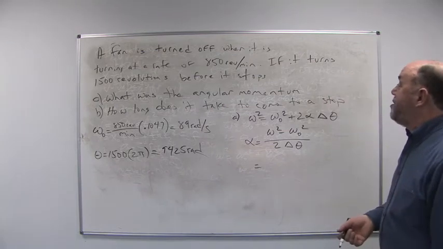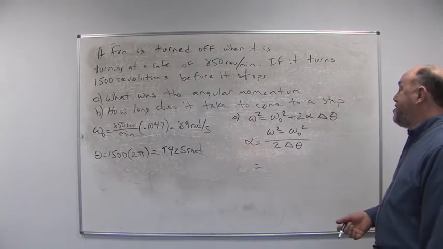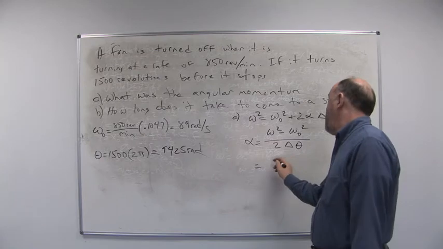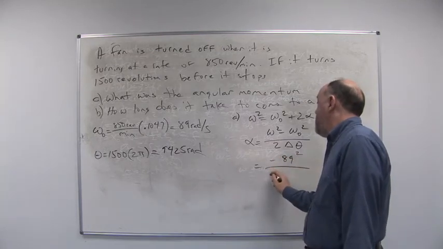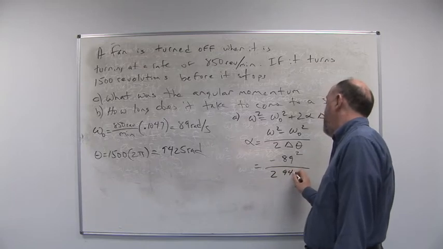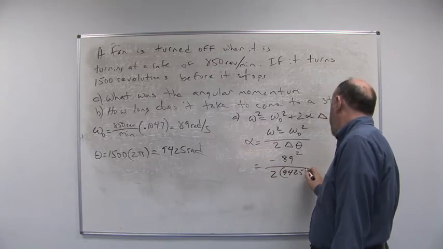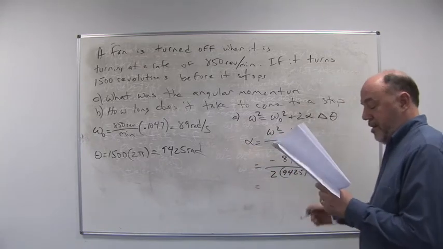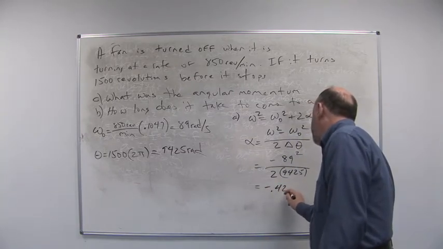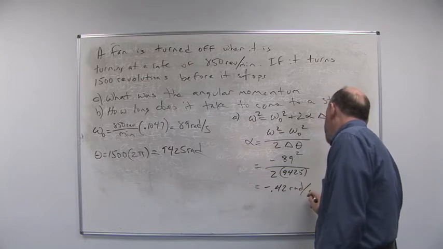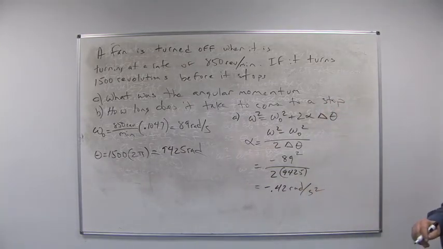We know that it's coming to a stop, so the final angular velocity is 0. So we're going to get a minus, and this will be 89 squared over 2 times 94.25. And that gives us a negative 0.42 radians per second squared. And so that would be the acceleration on our system.